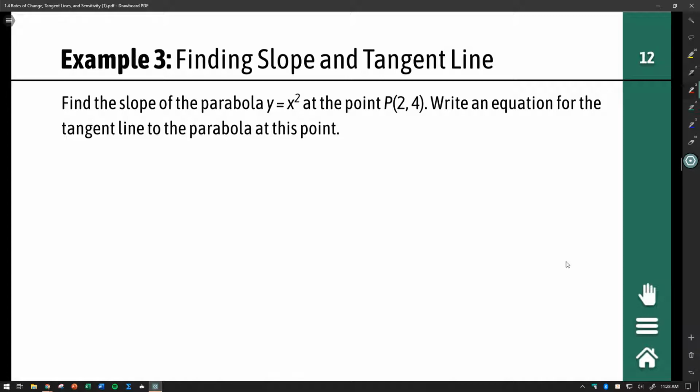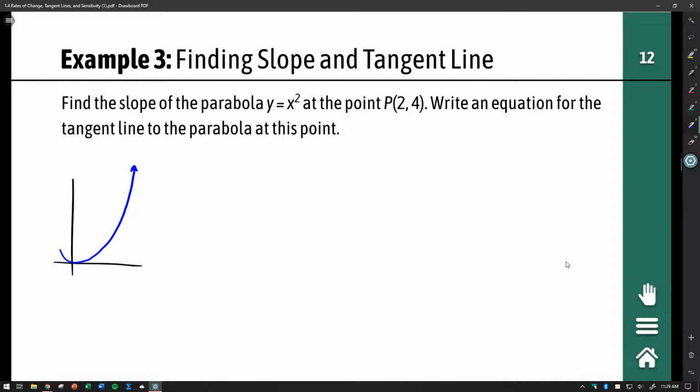We want to find the slope of the parabola y equals x squared at the point (2, 4), and write an equation for that tangent line to the parabola at this point. So what does this mean? Let's make a little graph here of y equals f of x. And it's going to be something like this, right? And we want to know the slope of the parabola at (2, 4). So here's 1, 2. Actually, that's not going to be about right.